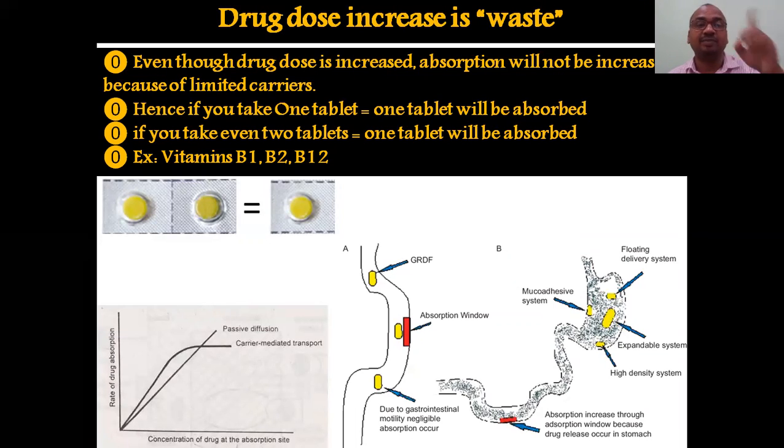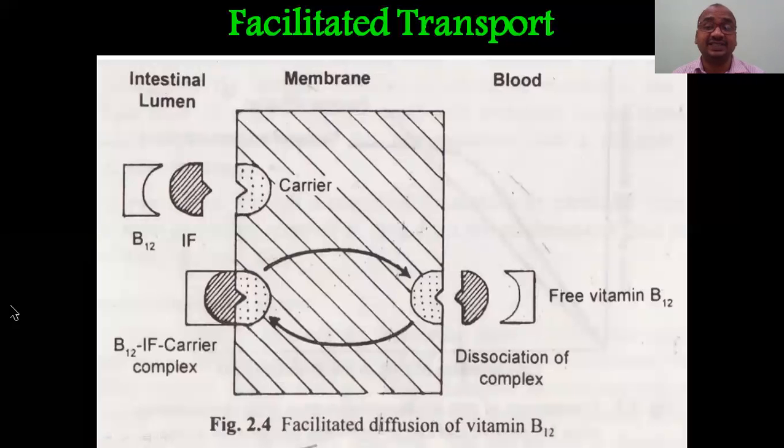Because B complex, B1, B2, B12, all these are absorbed by carrier mediated transport only. There must be a carrier. It is structure specific. Even though the drug dose is increased, absorption will not be increased because of the limited carriers. Hence, if you take 1 tablet, 1 tablet will be absorbed. 2 tablets, 1 tablet will be absorbed. That's it. Next is facilitated transport.